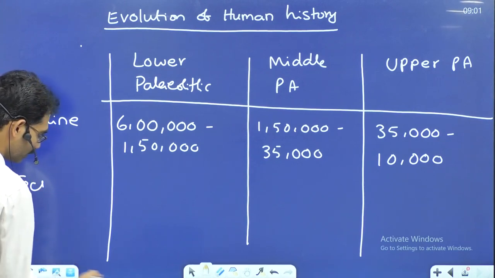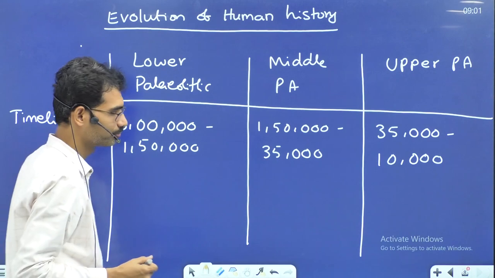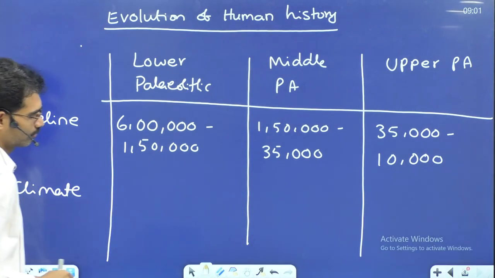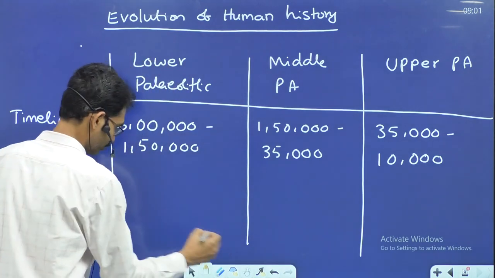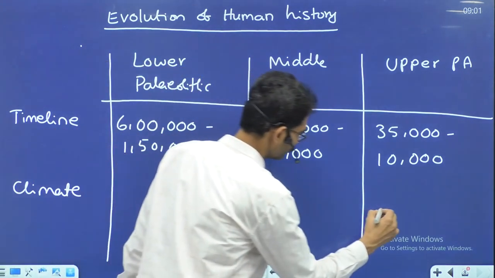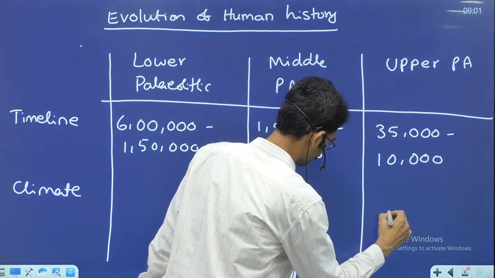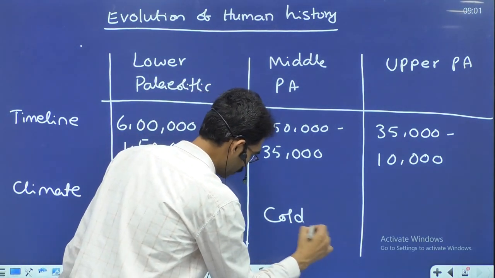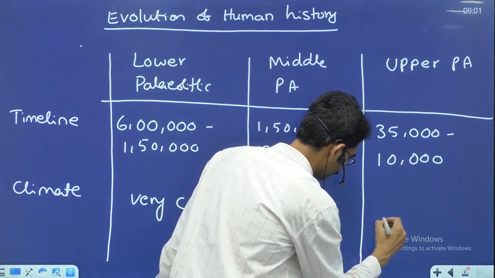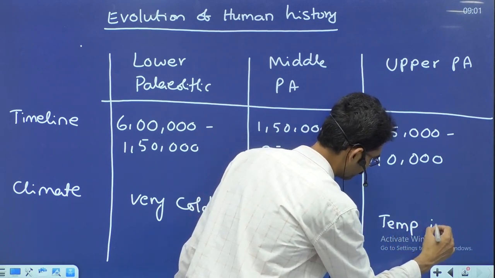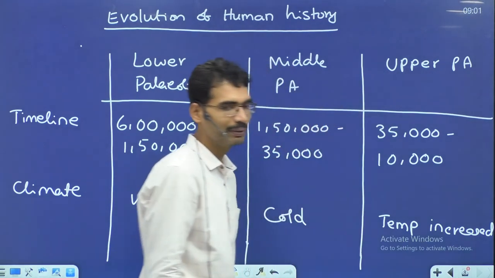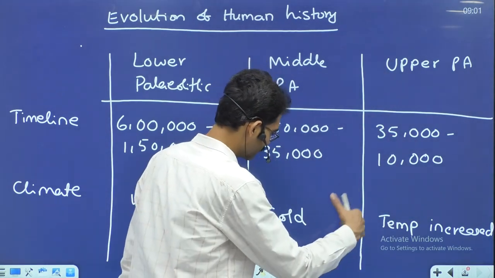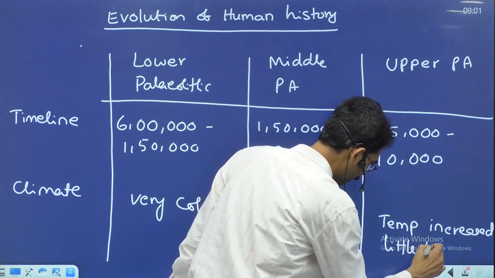During this time period, now you see, when it comes to climate also, very cold one, very cold. Very cold climate, just temperature increased. Little bit warmer, but not very warm, and not like Mesolithic. After 10,000 BC, completely changed. Temperatures increase a little bit, little warmer.